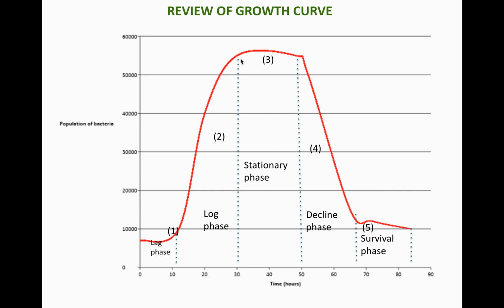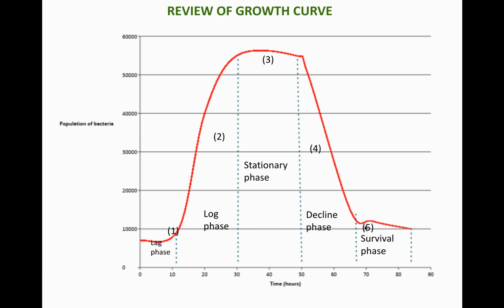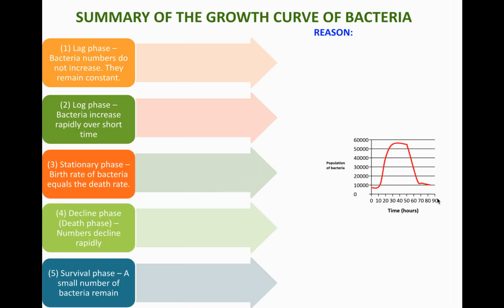If you see that there's a steady population after the log phase, in other words, it's leveling off, that's called the stationary phase. If you have a sharp decrease in the population, you call that the death phase or the decline phase. And finally, if the population is steadying off again after the decline phase, we call that the survival phase.